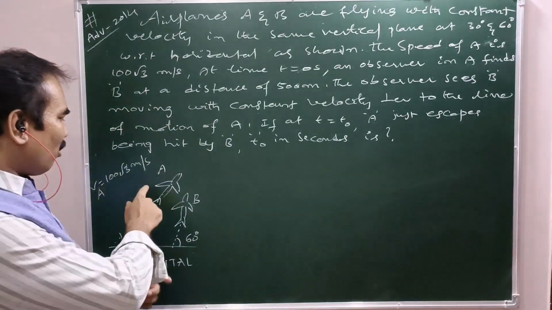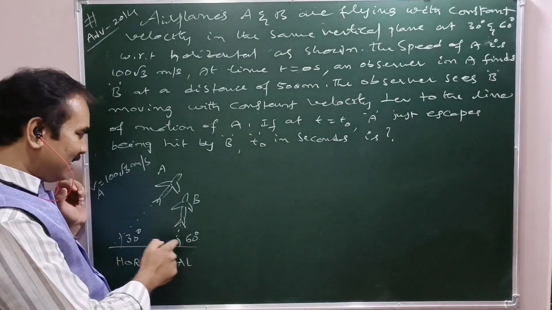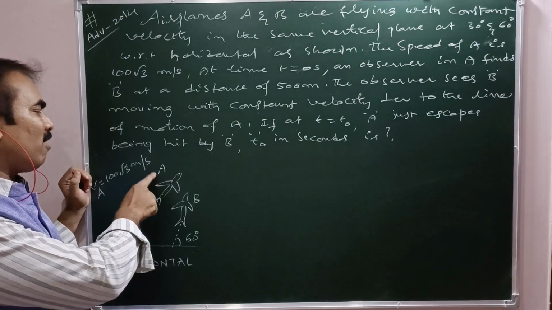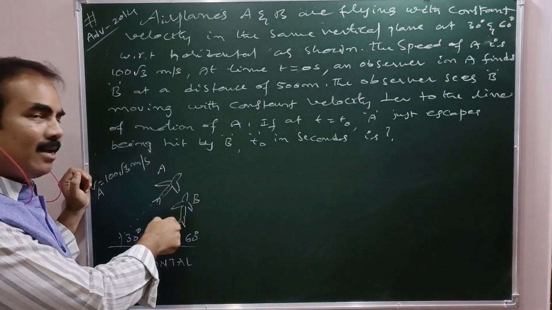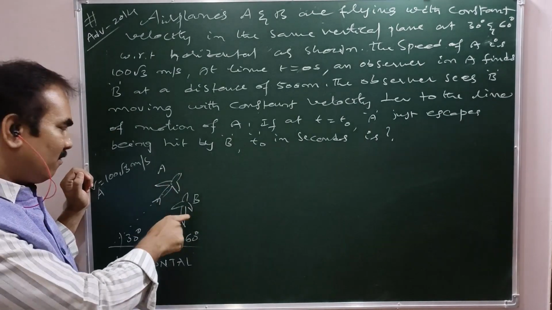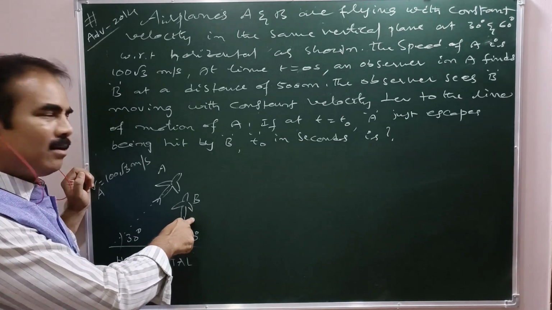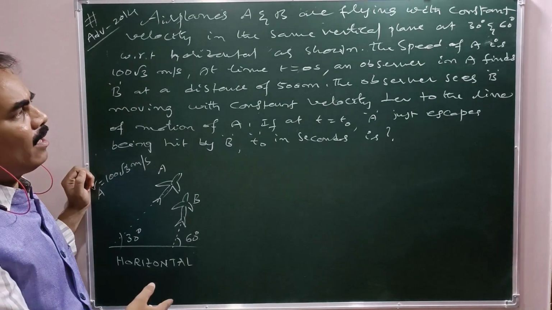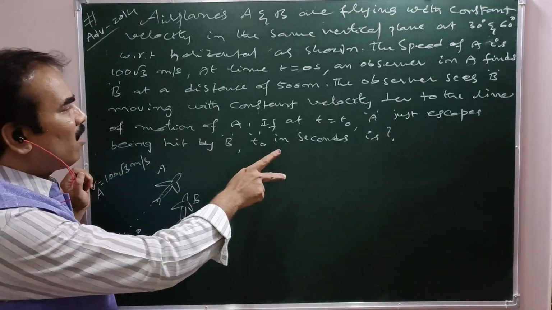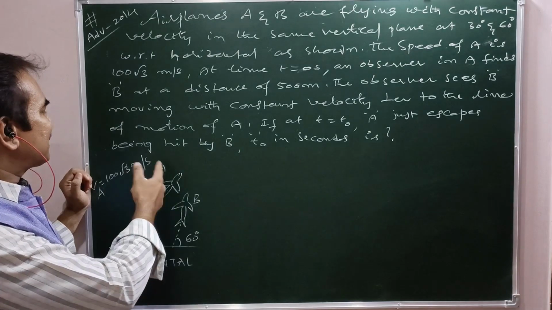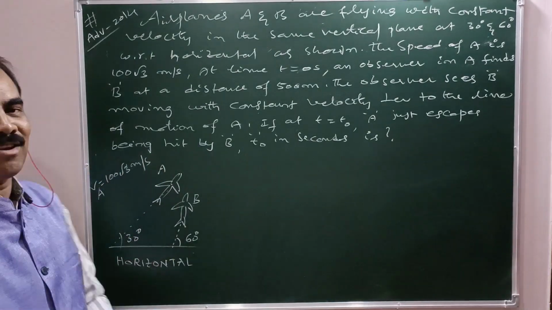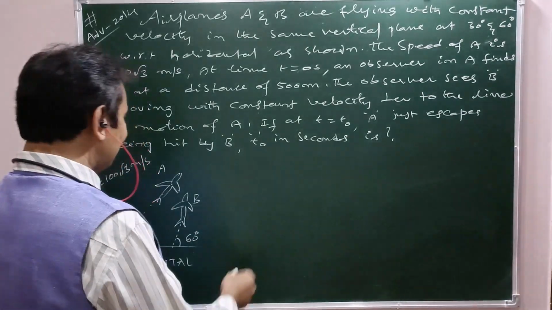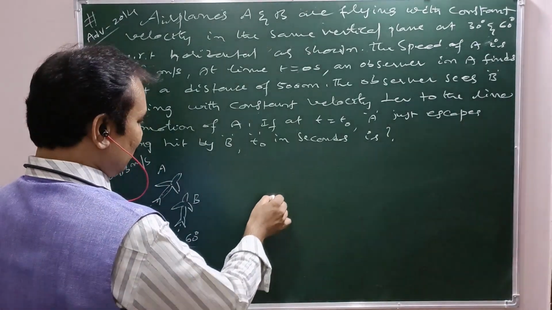Now, see, both A and B are flying at 30 degrees and 60 degrees from horizontal. But one passenger from A observes as if B is at a distance of 500 meters and is moving towards A on a perpendicular line. But at t equal to t naught, plane A just escapes being hit by B. Now, what is that t naught in seconds? That is unknown. Now, I am rewriting like that.